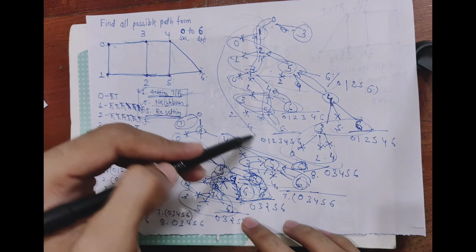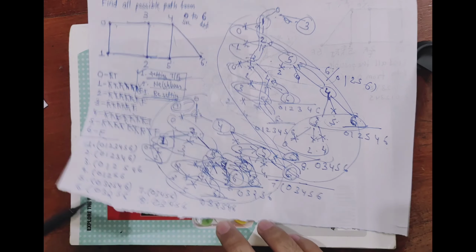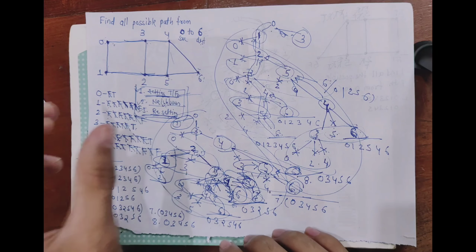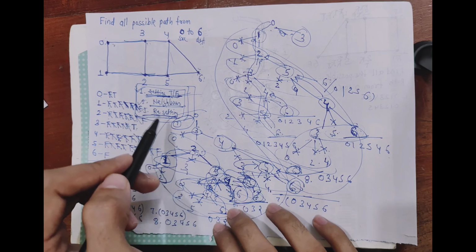Maybe you are able to find the left path, maybe you are stuck in this. So just make it like I have made it, and just do these things. Our code is mainly depending on these things: first setting it to true, then neighbor checking, then resetting it.